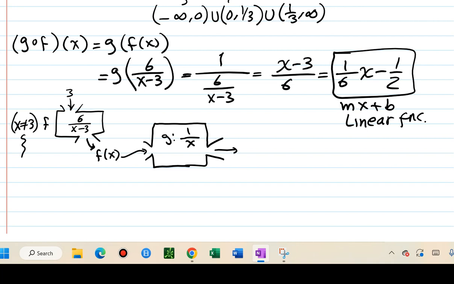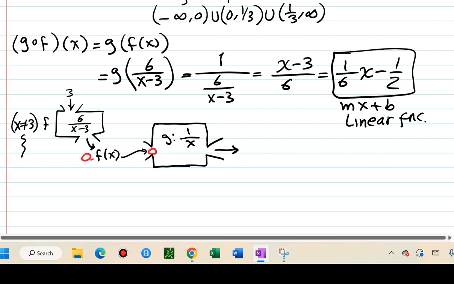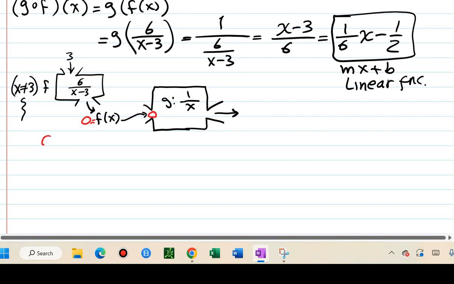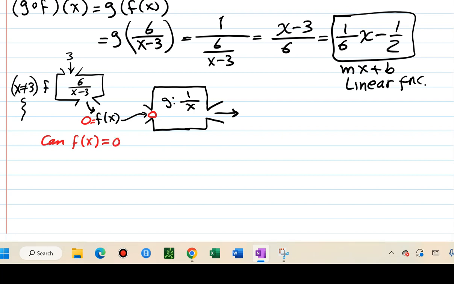So when will g, just isolate this machine, when will g not be able to have an output? It is when you divide by 0. That's when a 0 goes in, right? So if I pass on a 0 somehow, a 0 output from f of x, then g will not be able to process it. So the question is, can f of x be 0? If it is, for what value of x? So that we need to exclude that. So far we have one exclusion. We know it cannot be this because f cannot process it to start with.